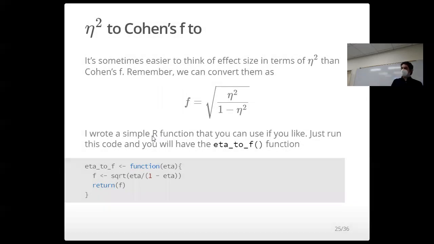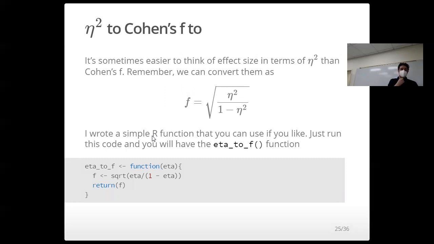For me, it's easier to think in terms of eta squared than Cohen's f. I don't know why these functions don't use eta squared. It's a more common effect size that you'll see reported in literature. I haven't read many papers where Cohen's f is actually reported, but Cohen's f can be determined from eta squared.